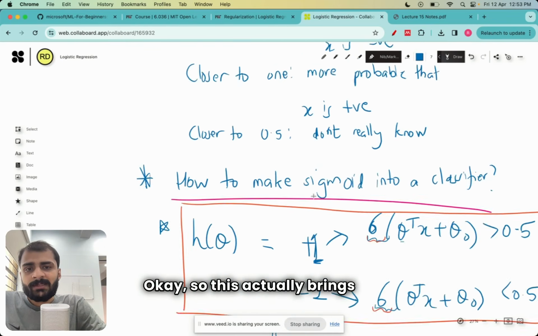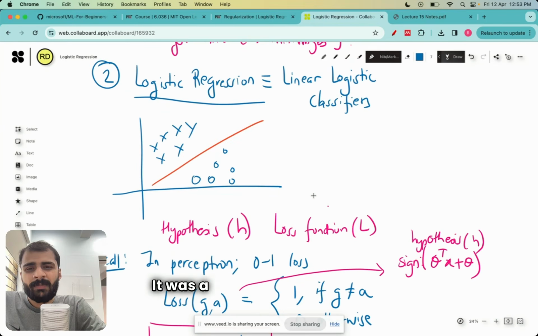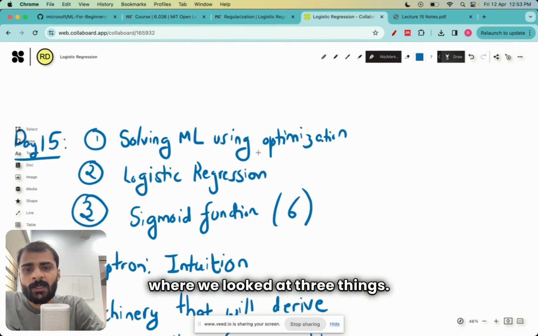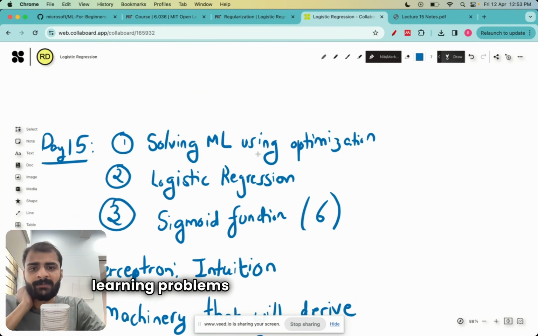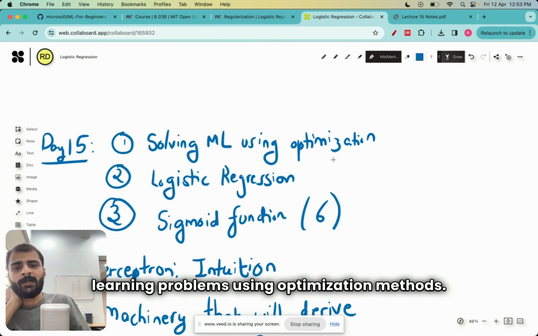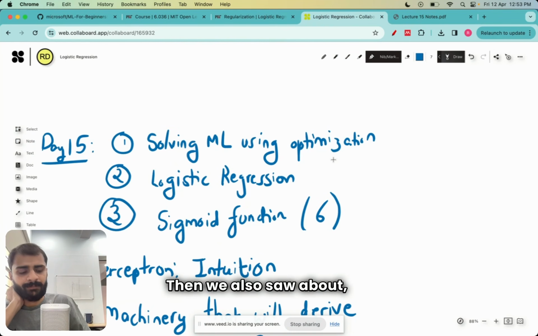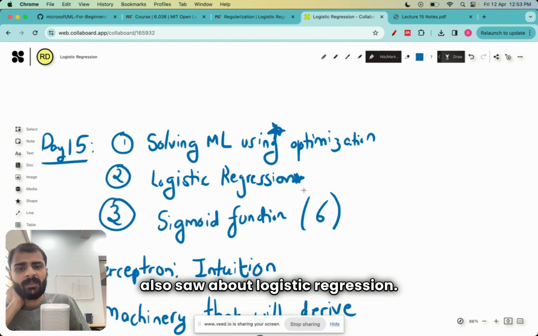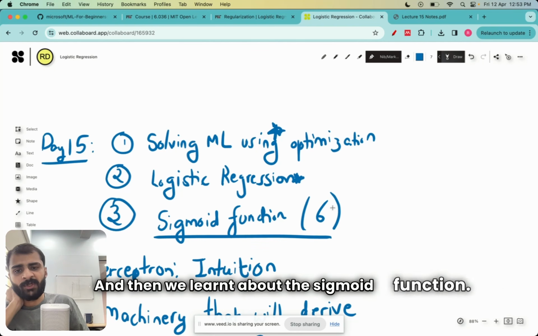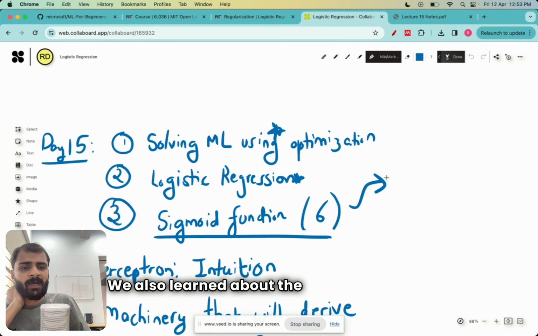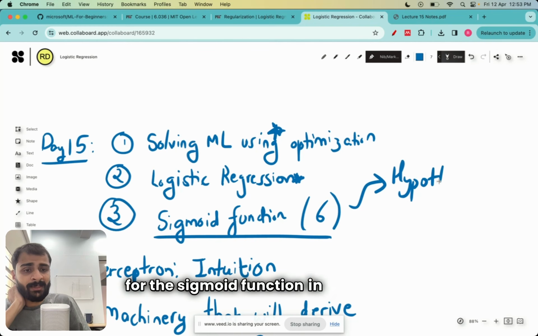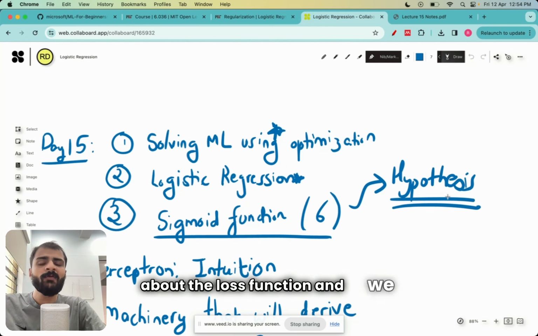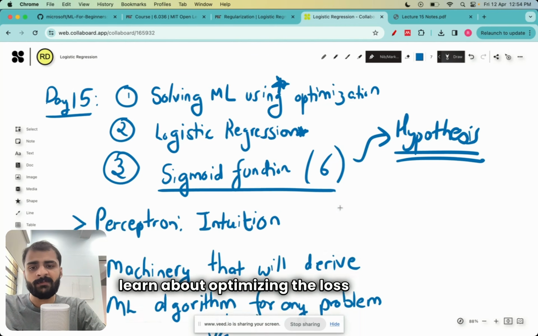Okay, so this brings us to the end of this particular lecture. It was a pretty intensive lecture where we looked at three things. We looked at solving machine learning problems using optimization methods. We also saw logistic regression, and then we learnt about the sigmoid function. We also learnt about the hypothesis class for the sigmoid function in this lecture. In the next lecture, we will learn about the loss function, and we will learn about optimizing the loss function.